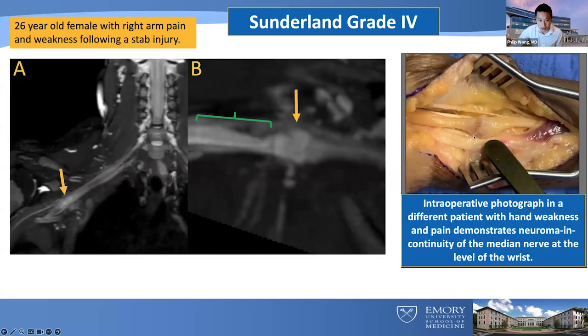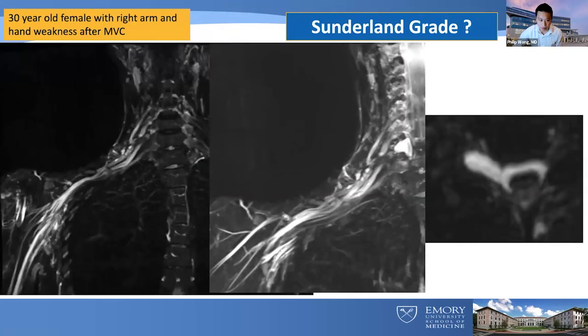This is not the same patient, but I want to show you what it would look like intraoperatively. And this is a median nerve with the neuroma in continuity. You can see how similar it is compared to this MRI, for example. But just to give you guys an idea of what this would look like in the OR.